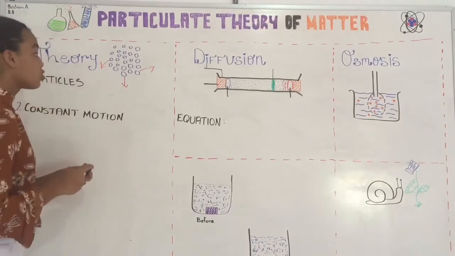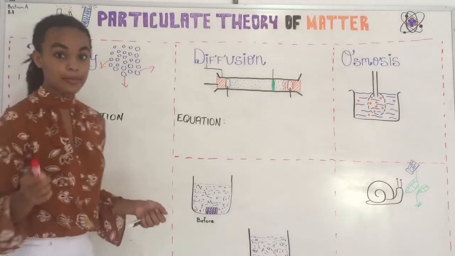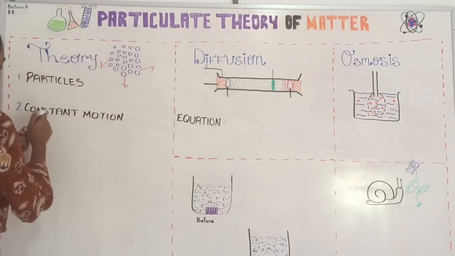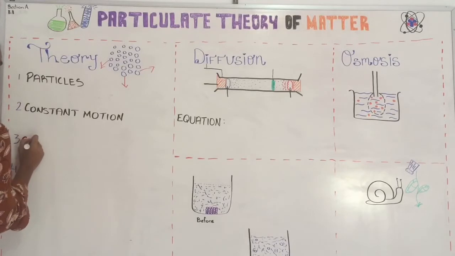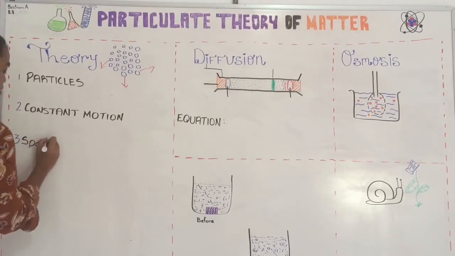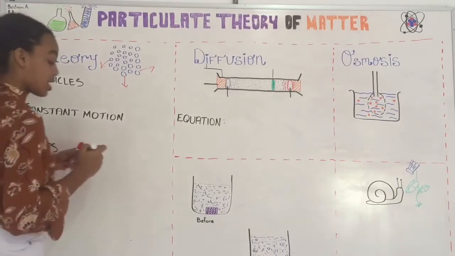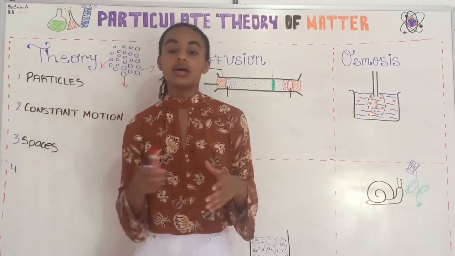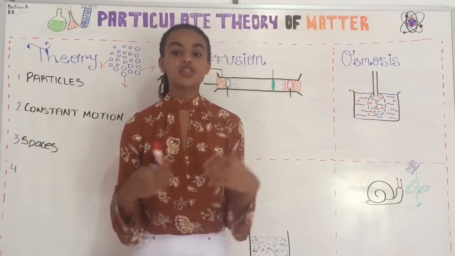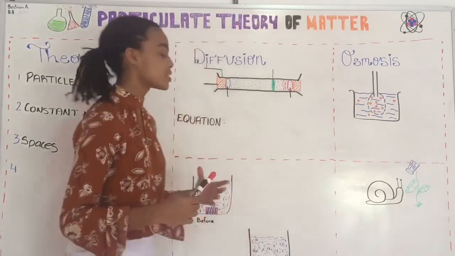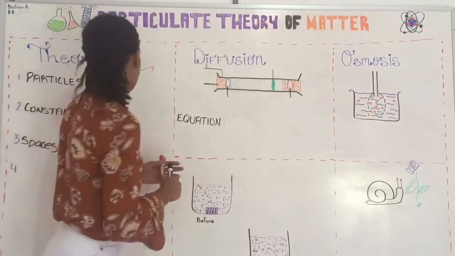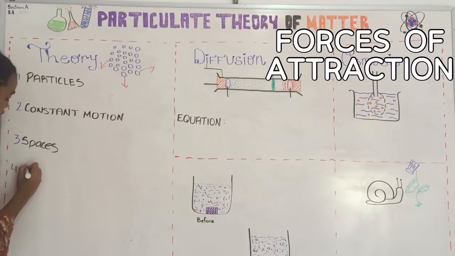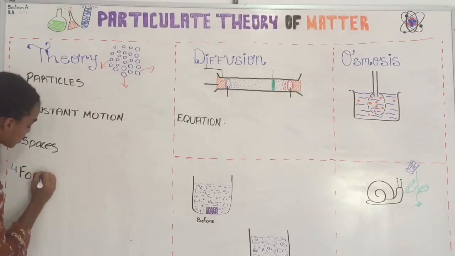Alright, now if you notice, between these particles that make up matter are some spaces. So we say that there are spaces between the particles that make up matter. And the last statement says that there are forces of attraction between these particles. Now in the next video, you will learn that depending on the strength of the force of attraction, you can have different states of matter, solid, liquid, or gas. But today we're just going to point out that there are forces of attraction between these particles.